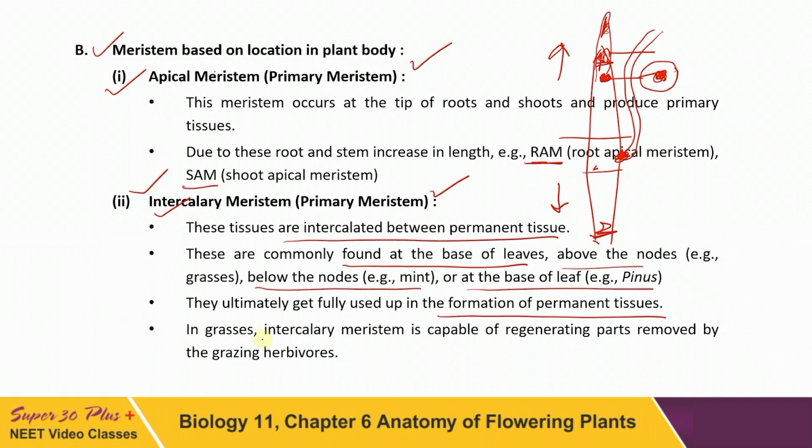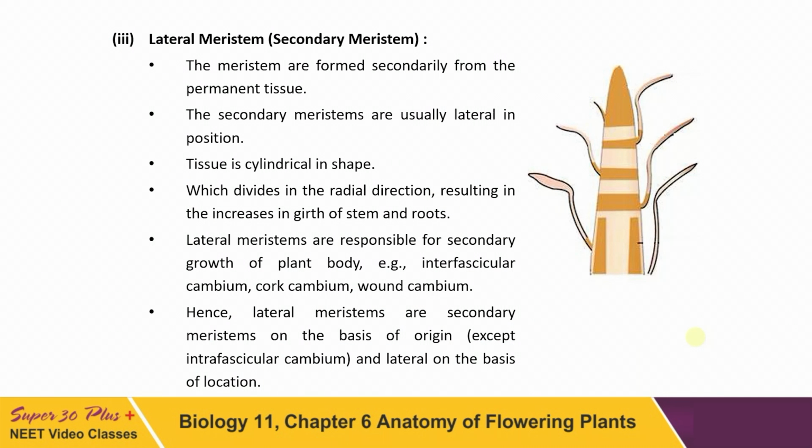In grasses, intercalary meristem is an important question. What happens in grasses? Suppose a browser eats this stem and this leaf, then how will the plant grow? They are able to regenerate the parts removed by grazing herbivores. Apical meristem and intercalary meristem, both of these are primary tissue. Come to the next now, that is lateral meristem.